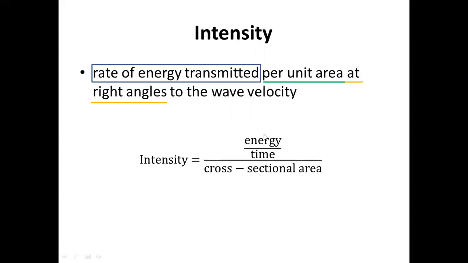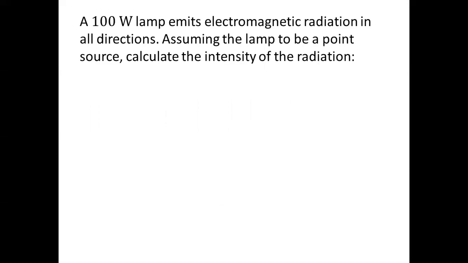Notice that energy over time is equal to power, which is represented by the capital letter P. If we represent intensity using the capital letter I and cross-sectional area by the capital letter A, we then have this formula. Intensity is equal to power over area. We then use this equation to solve this problem.